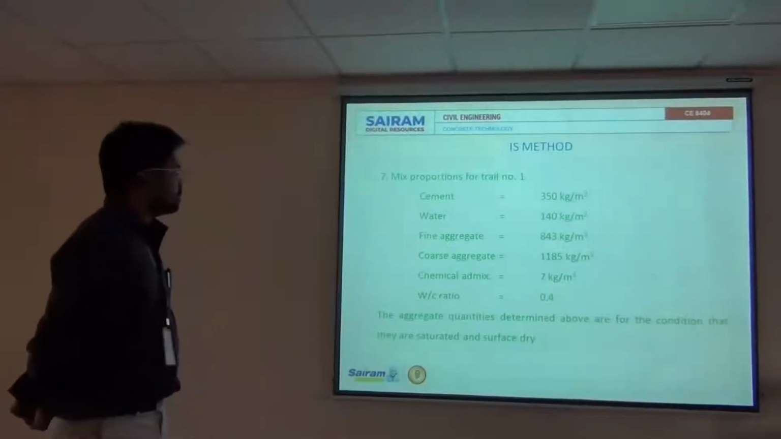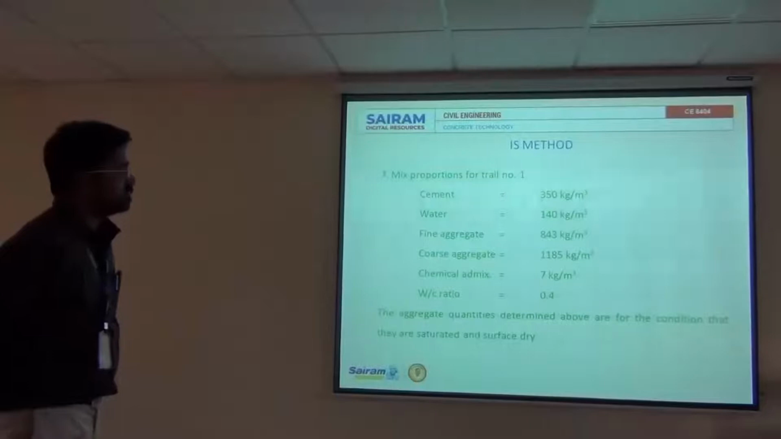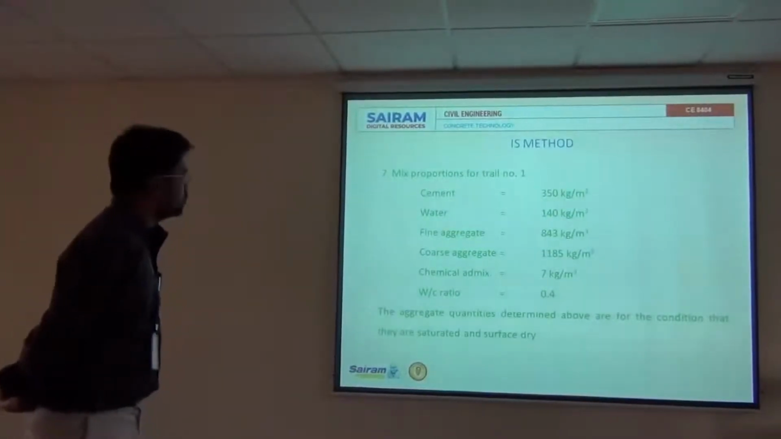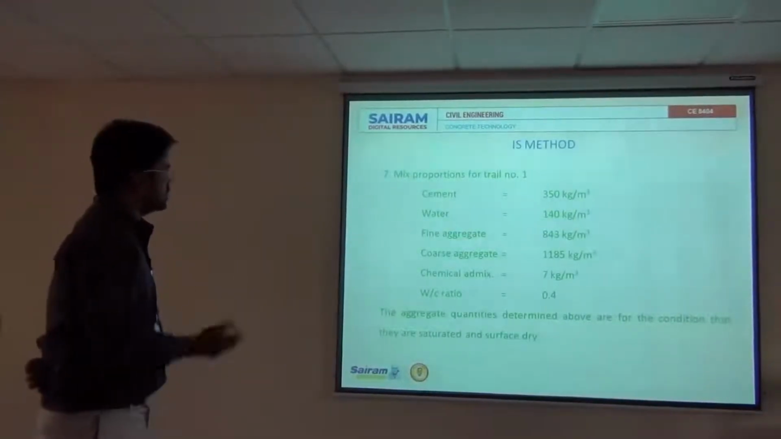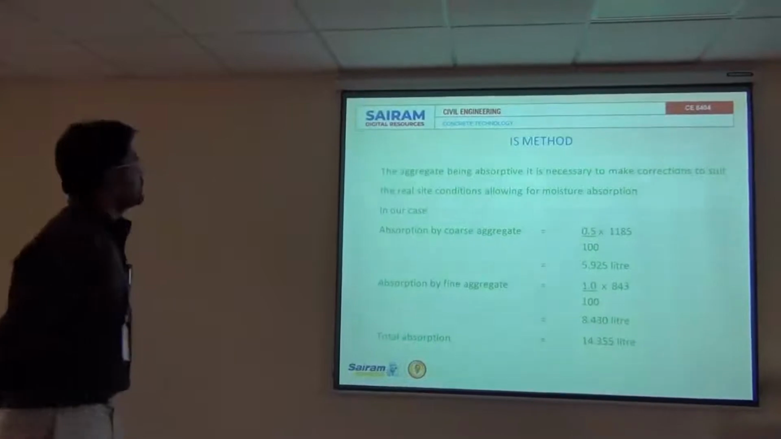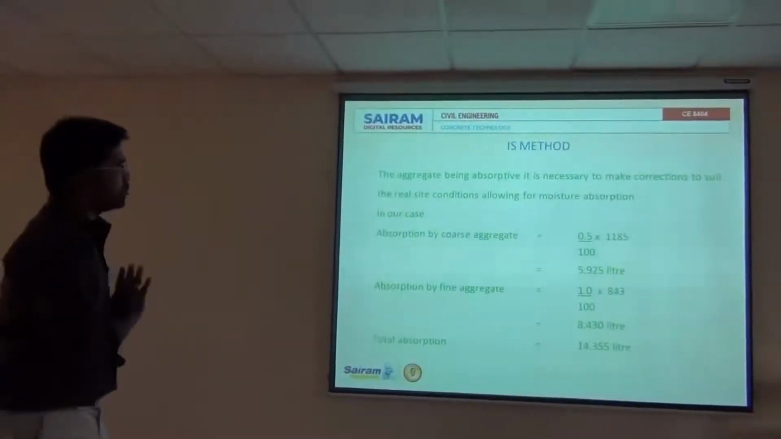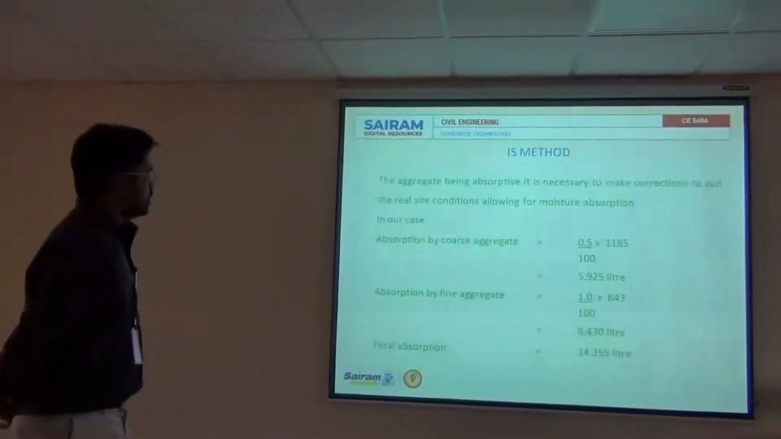But in the problem statement, they have given the water absorption for coarse aggregate as 0.5% and fine aggregate as 1%. If you take those into consideration, the trial mix will vary slightly. These calculations are presented. Absorption by coarse aggregate is 0.5%. The total weight of aggregate is 1185 kg. At 0.5%, you get 5.925 liters.